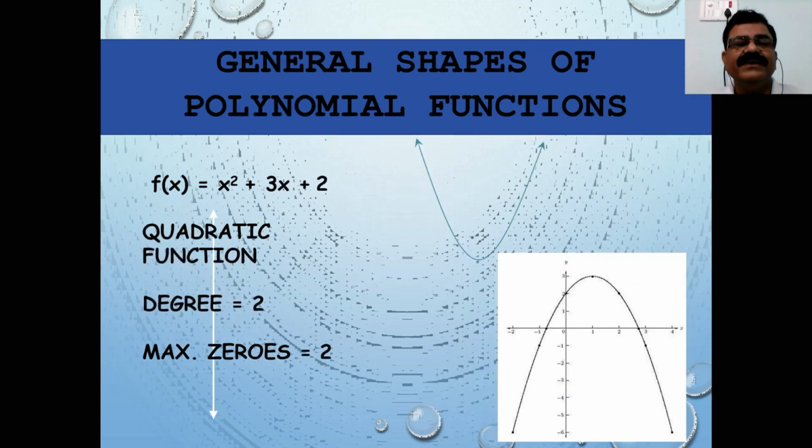Now the general shape of a polynomial function: you can see for the quadratic function f(x) equal to x square plus 3x plus 2, its degree will be 2, and the maximum number of zeros will also be 2. Its graph is either upward or downward in shape, that is, in the shape of a parabola. You can see it in the figure.